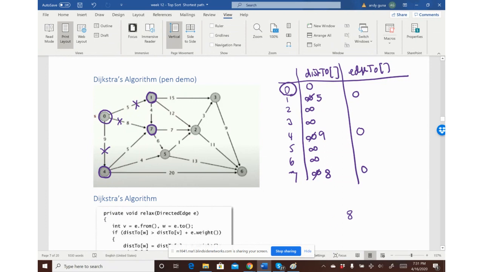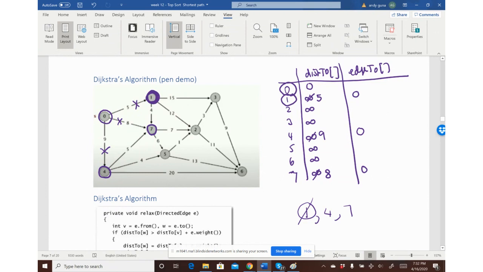No, I made a mistake. So I have the nodes 1, 4, and 7. That's what I have. Okay, nodes 1, 4, and 7, because they have distances 5, 9, and 8. And the node 1 has the next shortest distance. It's 5. So what I'm going to do is remove that from the queue. And then I will go to node 1, because I removed it from the queue.